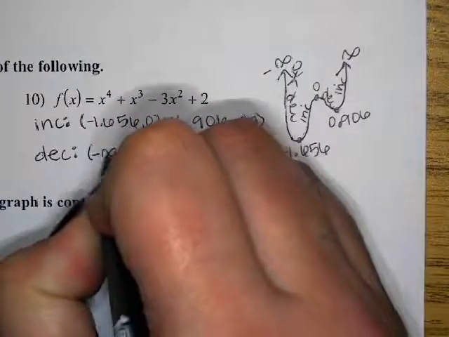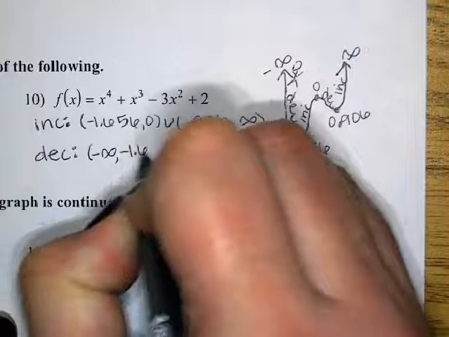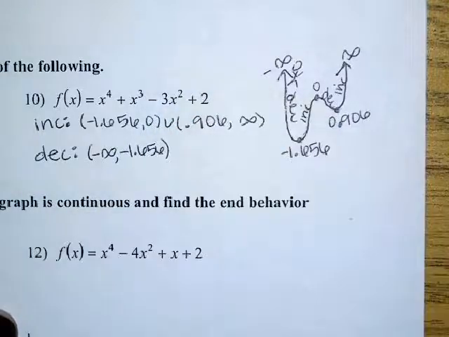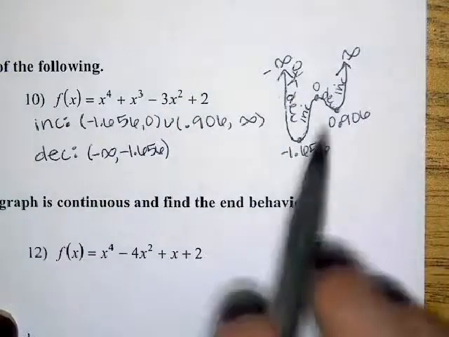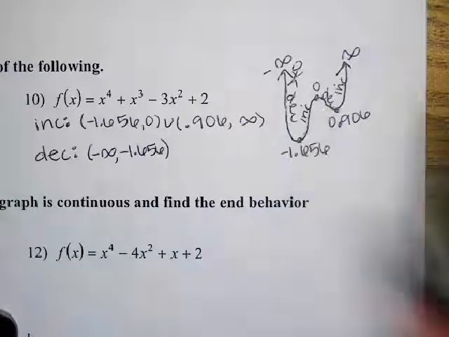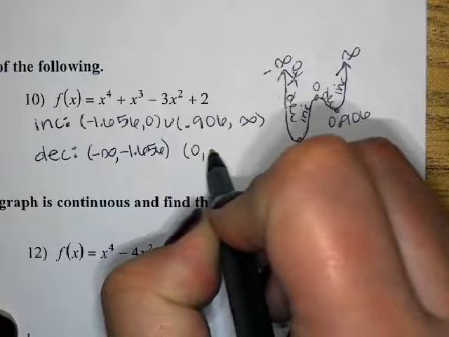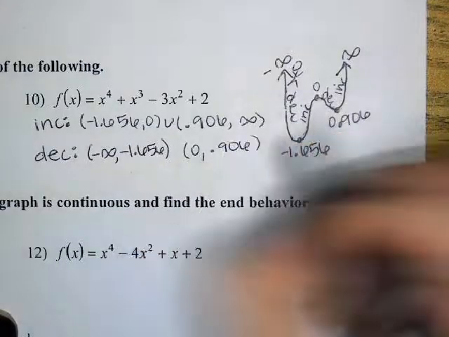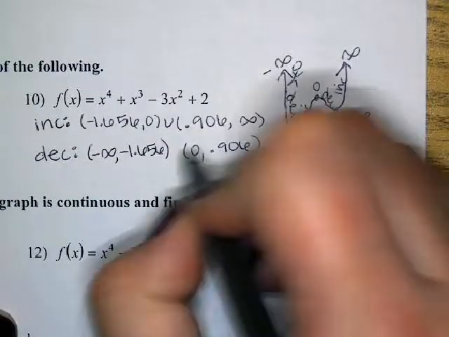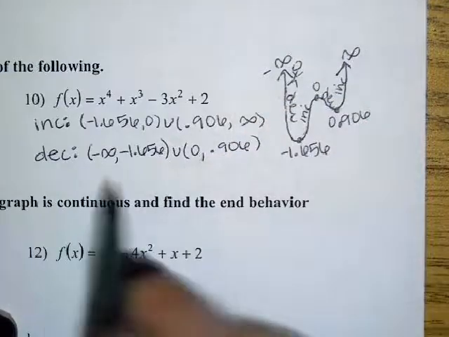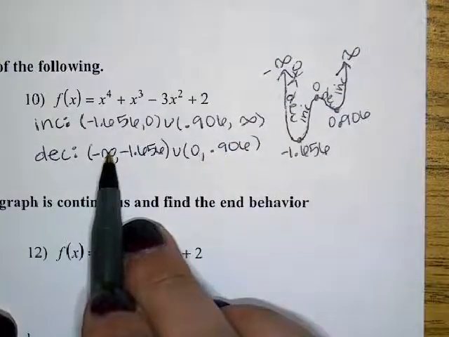Okay. All right, and then the other word decreasing is between what? Okay, 0 and 0.906. Okay, and then what do I put in between? A U. I want you guys to know that you are better at increasing and decreasing intervals than I was when I first started teaching.